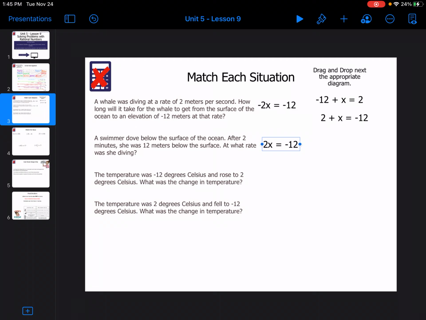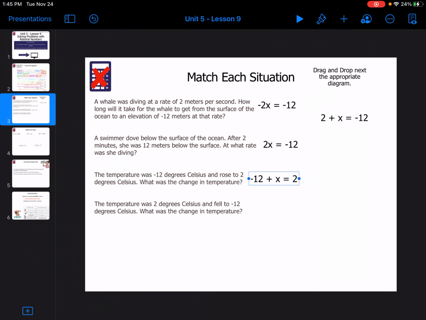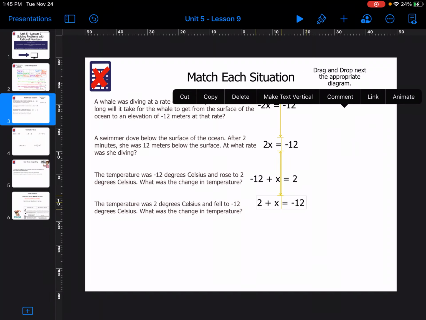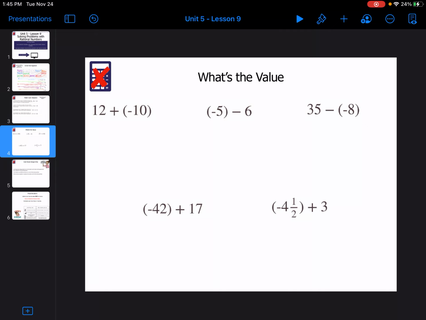Okay, the temperature was negative 12 degrees Celsius and then rose to 2 degrees Celsius. So it went up by 2. So what was the change? So that would be this one because X would be the change. The temperature was 2 degrees Celsius and then fell to negative 12. What was the change? So it would be that one. All right, what's the value?